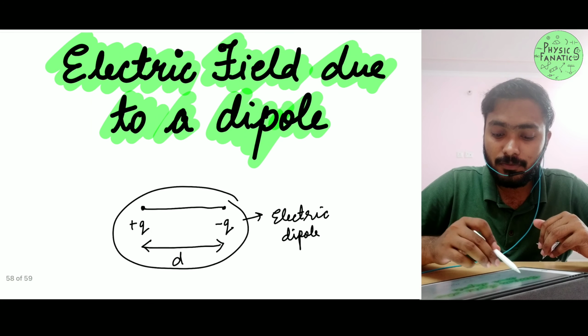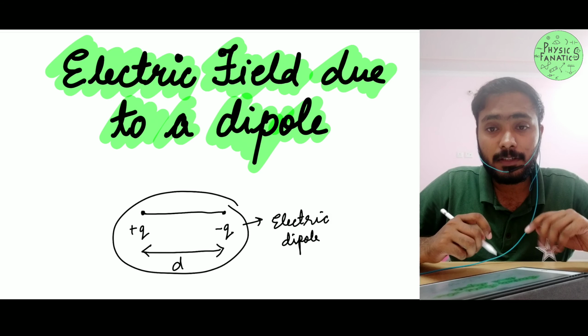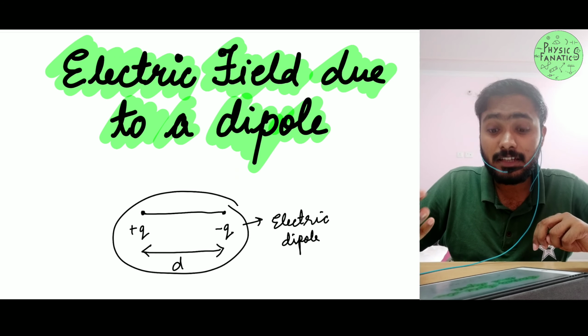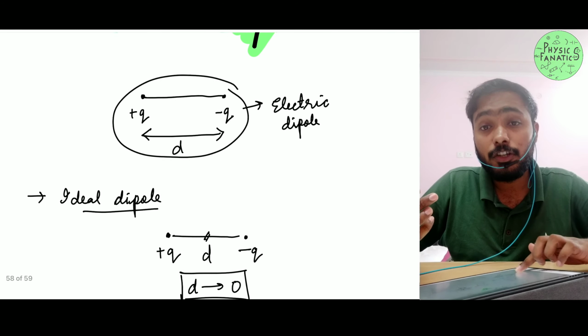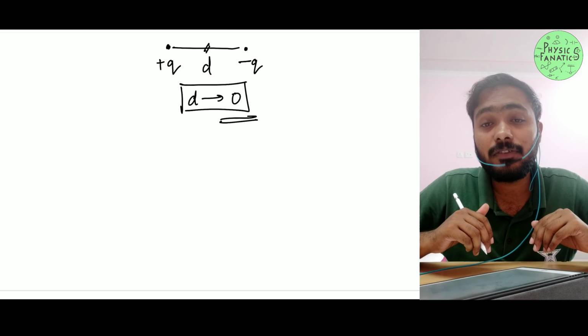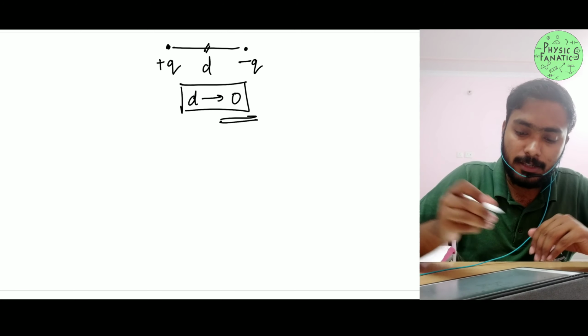Great, so let's come to our main topic today. We are going to find out the electric field due to a dipole. We will be discussing only two cases here. The first is electric field due to a dipole on its axis, and the second is electric field due to a dipole on an equatorial plane. Let me write both the cases here.